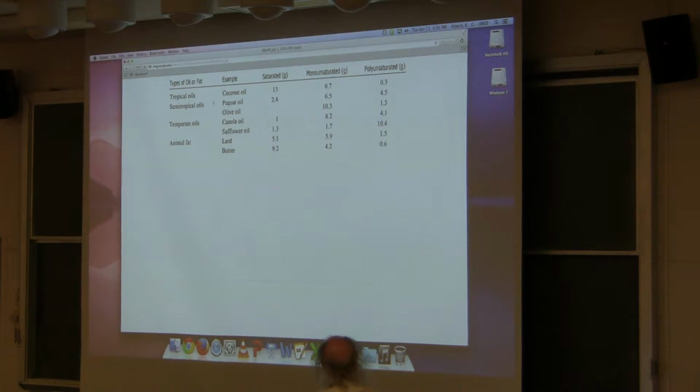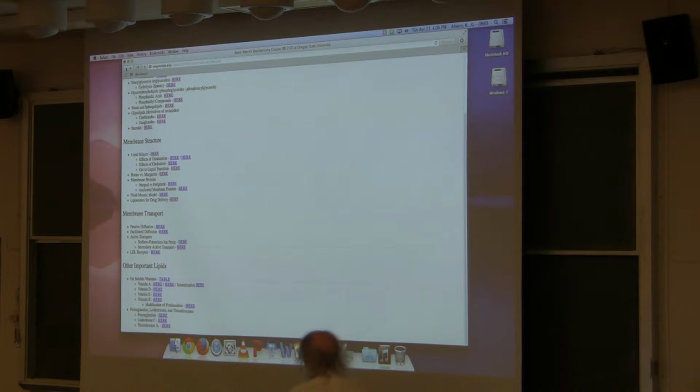This doesn't list trans fat. It lists saturated, monounsaturated, polyunsaturated. And you can see some very big differences within them. And the view on saturated fats is changing.